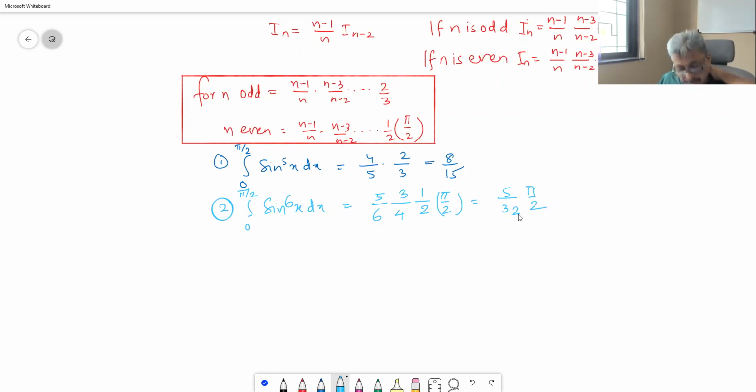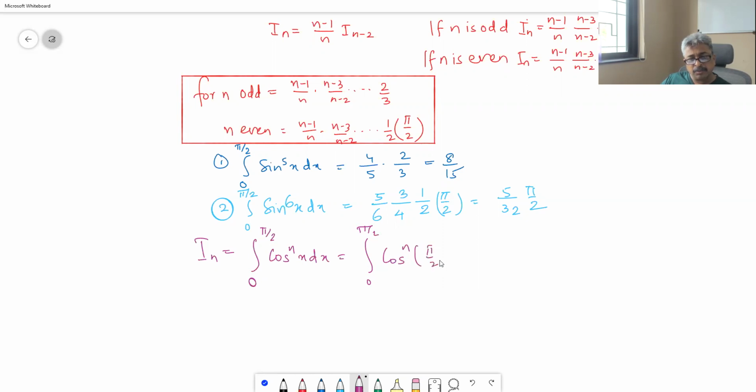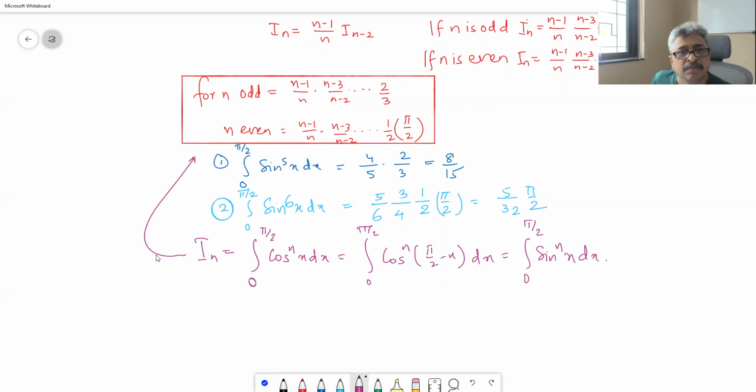As simple as that. What do you think will be the formula for integral 0 to pi by 2, cos raised to n x dx? What should be the formula for that? The formula is going to be the same, because if we use the property of definite integral, this will be integral 0 to pi by 2 cos raised to n of pi by 2 minus x dx, which is integral 0 to pi by 2 sine raised to n x dx. So the formula for cos is the same. No difference.